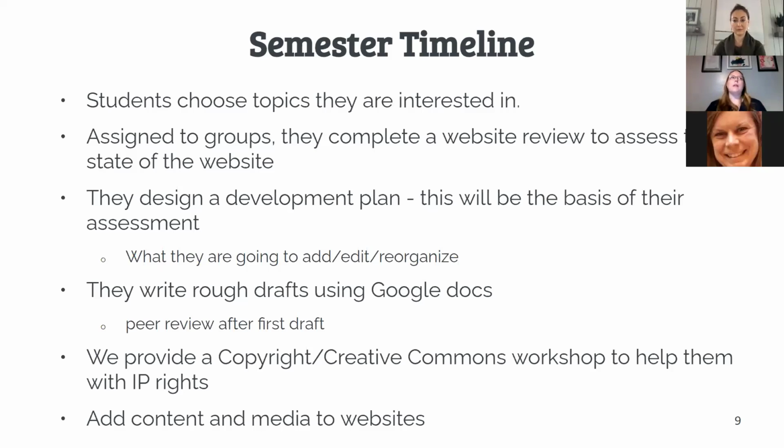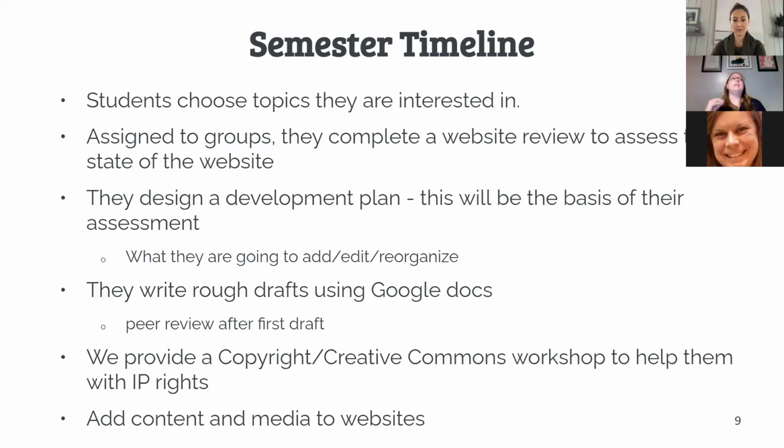So they design a development plan, and we use that on the last day of class and say, did you achieve your goals from the development plan? And go from there. They write rough drafts using Google Docs, and we do this because it's easier for me to go in and see how they're doing as a group. I can also keep track of who's added what. I've had only 1 or 2 instances of group members not really pulling their weight, and that's one of the ways that I've been able to keep track of that.